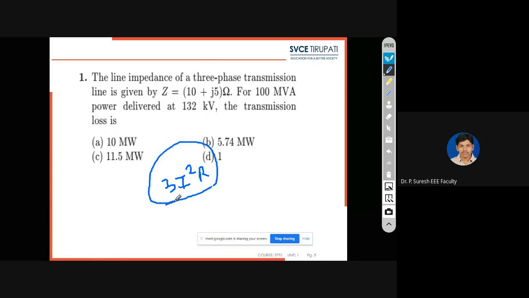How to calculate 3 into I square R here? They given receiving end power, receiving end voltage, and impedance. What is I, and what is the resistance? From this impedance, what is the resistance value? 10 ohms. They directly given the 10 ohms here. Then how to calculate I?